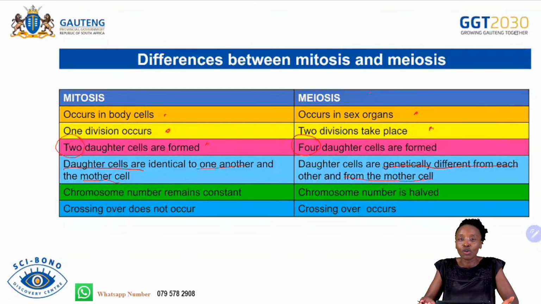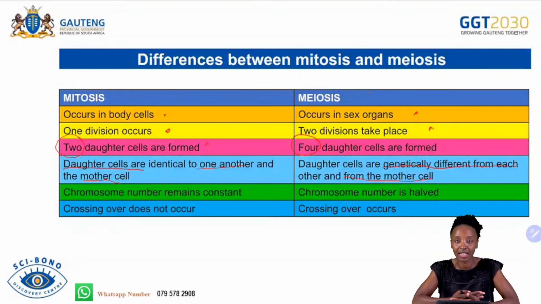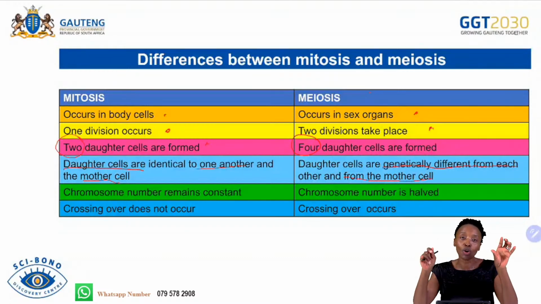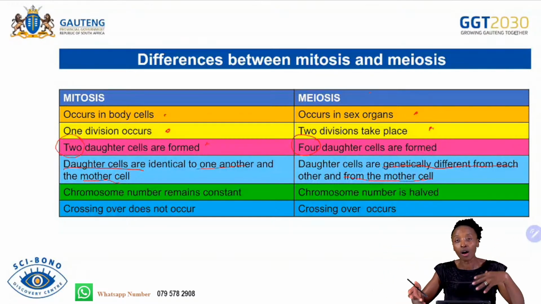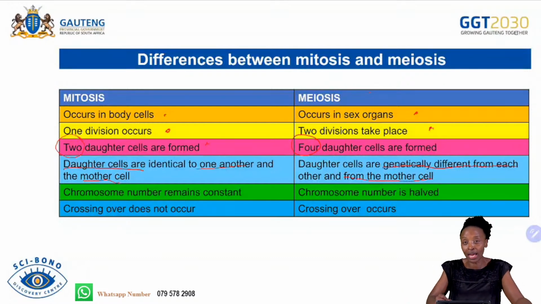Why? Because of prophase. Remember, in prophase 1, crossing over takes place. The chromosomes exchange genetic material. And then 2, in metaphase 1 and metaphase 2, we talk of the random arrangement of chromosomes along the what? The equator. All of that brings about genetic variation. That is why at the end, the 4 cells that are formed will be genetically different from each other.